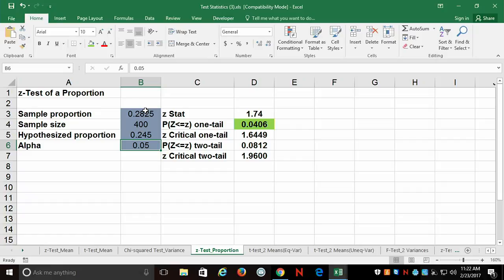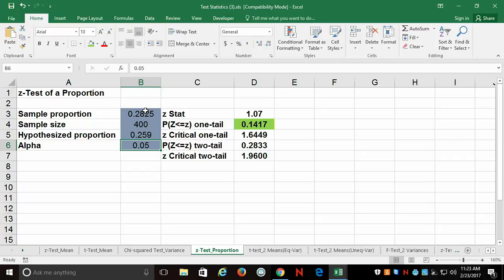I still sampled 400. I still got 28.25% when I sampled 400. I don't care about alpha. The only thing that changes is my hypothesized proportion. I've said I need to do better. So 0.259. And now I get a p-value of 0.1417. Explain that to me. So what do you do now? This is really important. What do you do now?